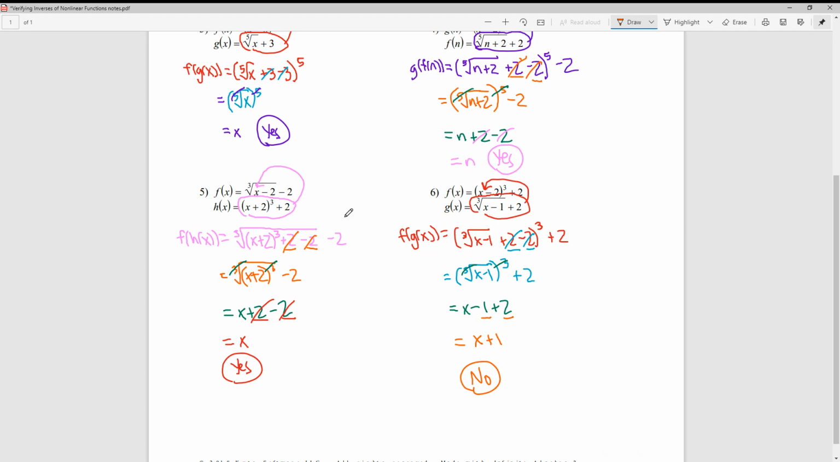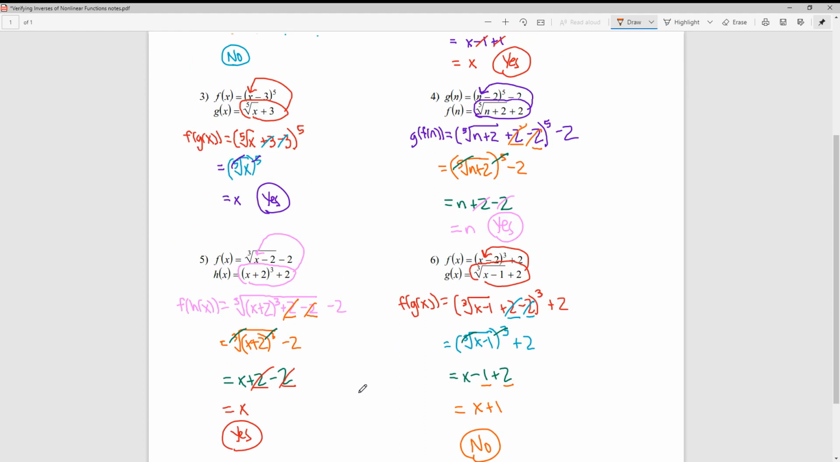So if everything cancels except for your variable, yes, the two functions are inverses. If you have things left over other than just your variable, no, they are not inverses. To figure that all out, remember you're plugging one function into the other. I usually do bottom function into top function, but either way around would work.